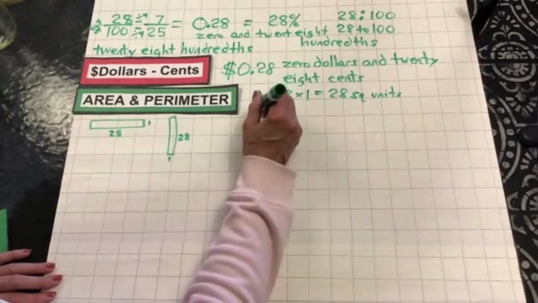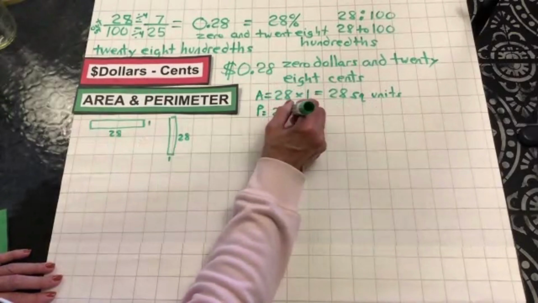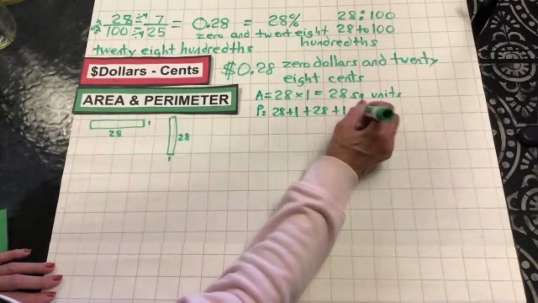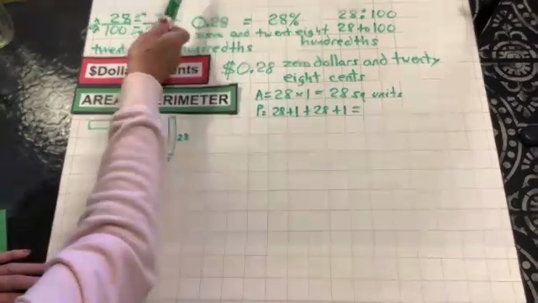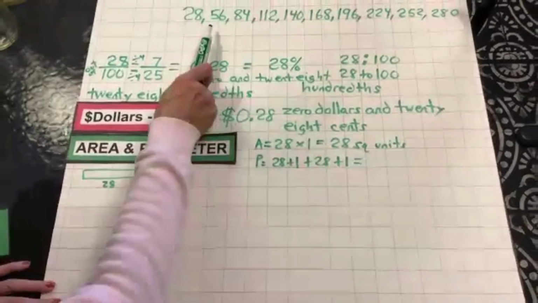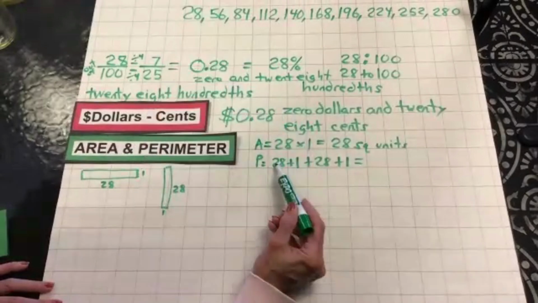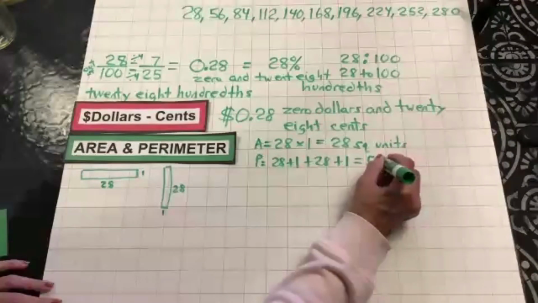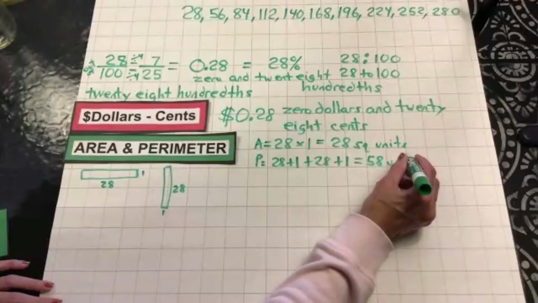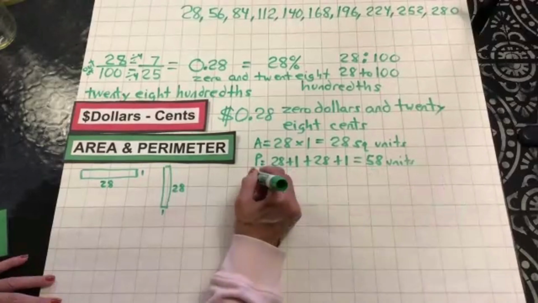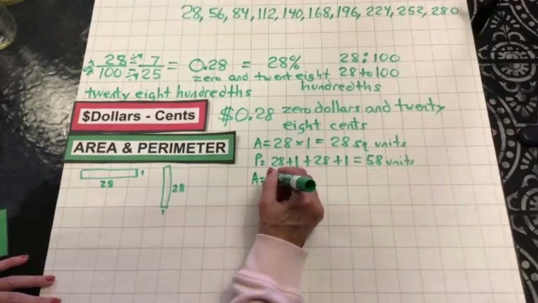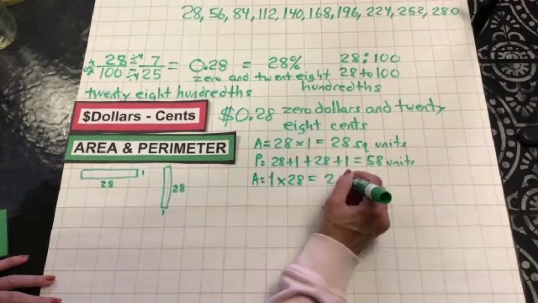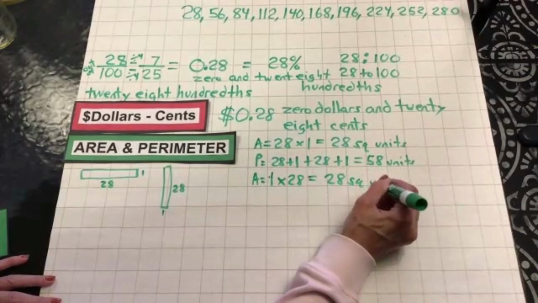And then our perimeter on this one would be 28 plus 1 plus 28 plus 1 equals, and I go up here to my multiples, and I know 2 28s is 56, so both of these would be 56, 57, 58. So I have 58 units for my perimeter, and then the other one would be 1 times 28, just flip-flopping these to equal 28 square units.